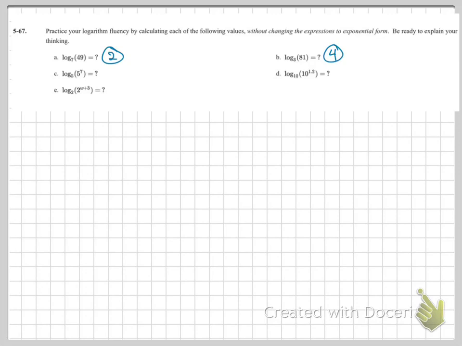C. Log base 5 of 5 to the 7th. You think to yourself, 5 to what power makes 5 to the 7th? Well, the answer must be 7. D. Log base 10 of 10 to the 1.2. You think to yourself, 10 to what power makes 10 to the 1.2? It must be the 1.2. See if you can do the last one. Log base 2 of 2 to the w plus 3. 2 to what power makes 2 to the w plus 3? It must be w plus 3. Hopefully this helped you out.